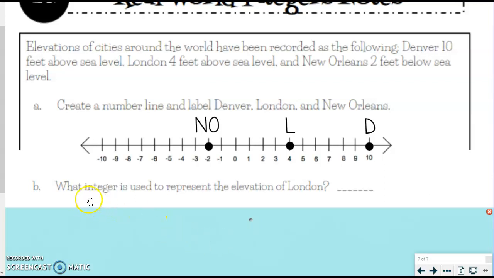So then it says, what integer is used to represent the elevation of London? So when they say what integer, we know that just means what number. What number is representing it? So London is 4 feet above sea level, so I know that's going to be a positive 4. I can write the plus in front if I want, or I can just write 4. We know both mean positive 4.